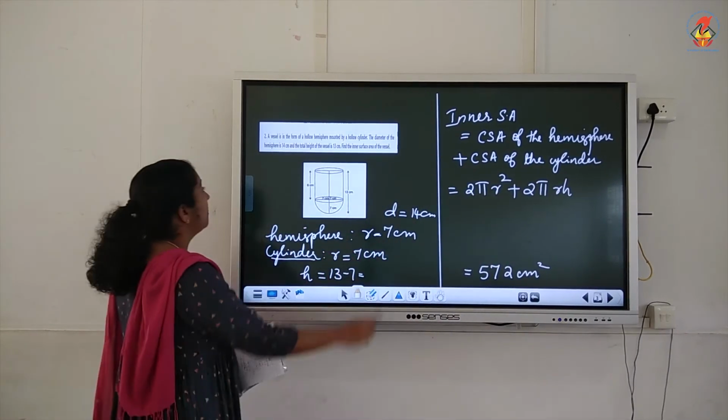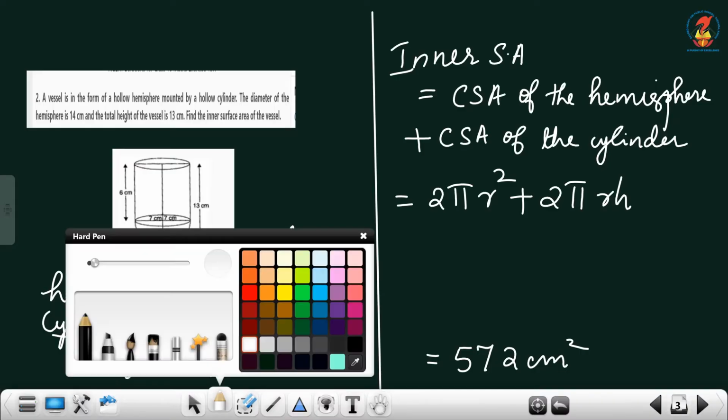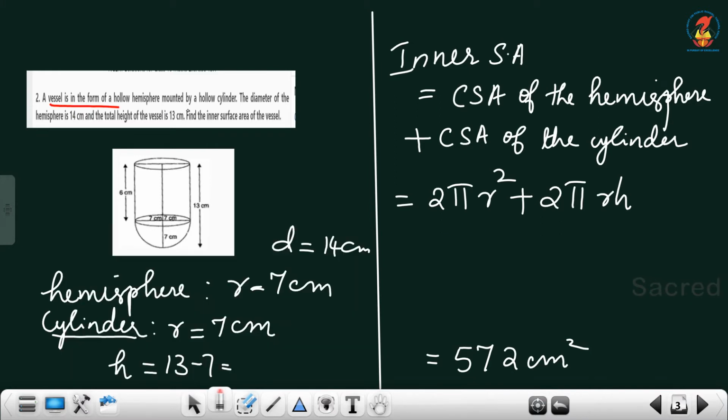Next question. A vessel is in the form of a hollow hemisphere mounted by a hollow cylinder. The diameter of the hemisphere is 14 centimeter and the total height of the vessel is 13. Find the surface area of the vessel. The vessel is like this. It is a combination of a hemisphere and a cylinder.